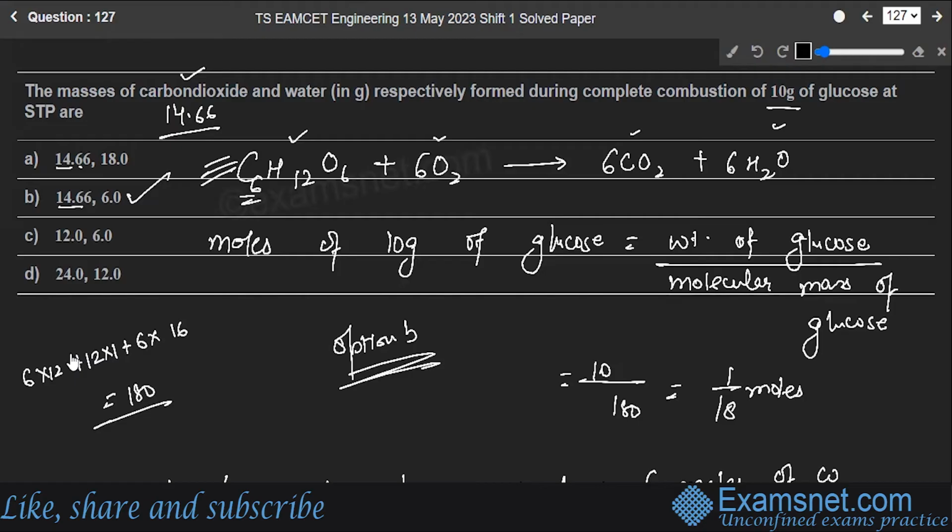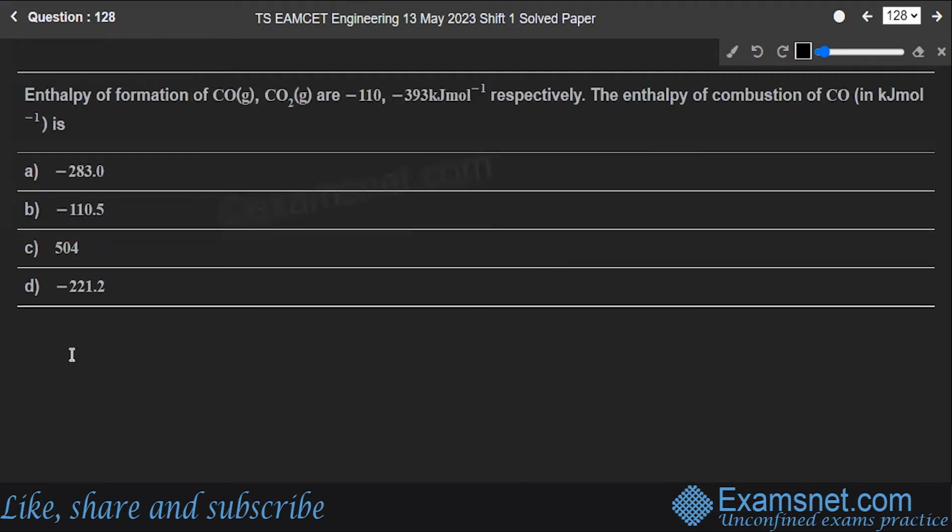Hope you understood that. Let's move to the next question, number 128. Enthalpy of formation of carbon monoxide and carbon dioxide are these respectively. Enthalpy of combustion of carbon monoxide in kilojoules per mole is. Okay.